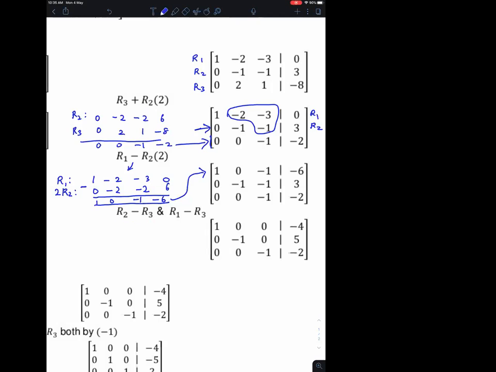So row 2. You can just look from here. R2 minus R3. So this is your row number 2. You're going to subtract row 3. So 0 minus 0 is 0. -1 minus 0 is -1. -1 minus -1 is 0. 3 minus -2 is 5, right here.